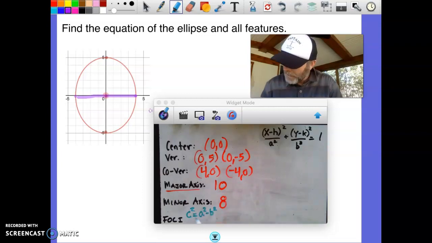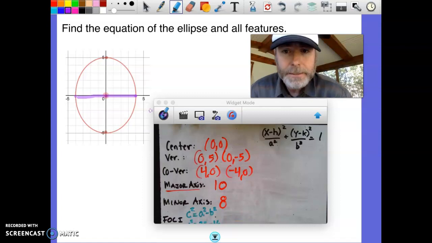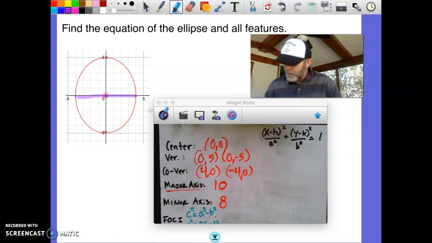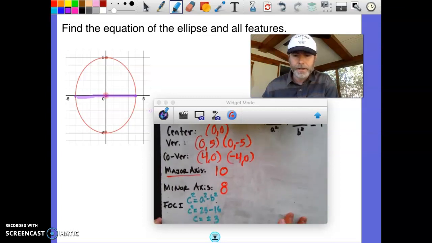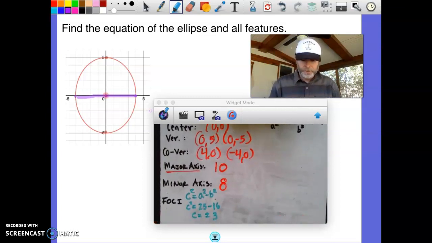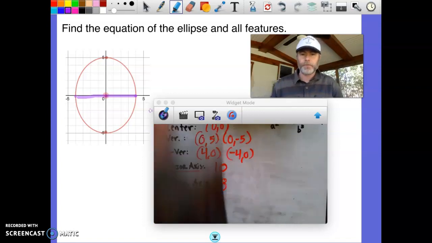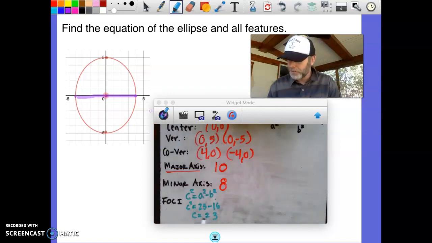So we can take 5 and square that. That's 25 minus 4 squared is 16. That makes c squared equal to 25 minus 16, which is 9. Square root of 9 is plus or minus 3. So, oops, I kind of ran out of room there. Sorry about that. So if I was to ask what the foci were, we would say plus or minus 3 units from the center. That's important to understand. And our center is 0, 0.